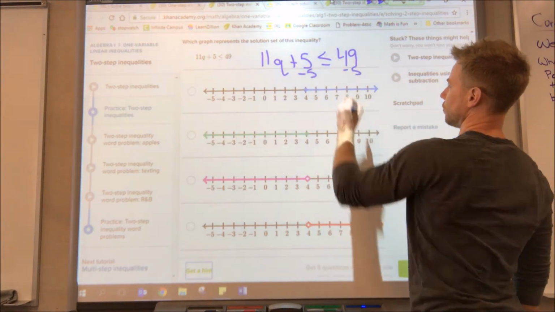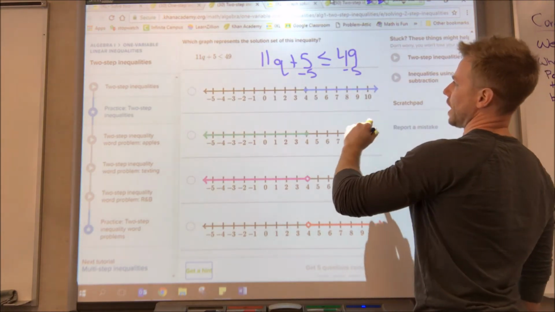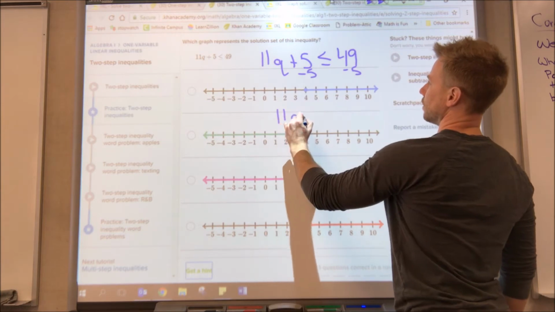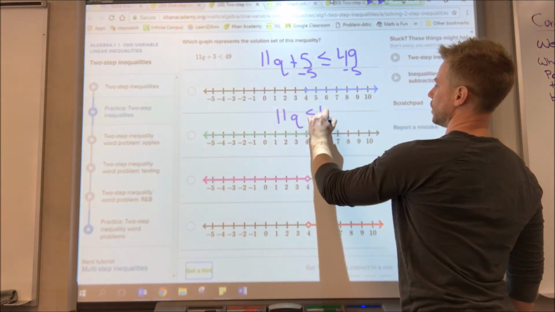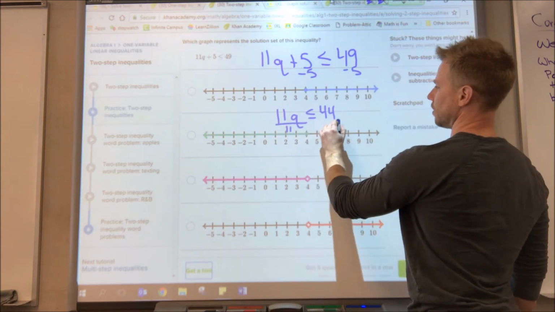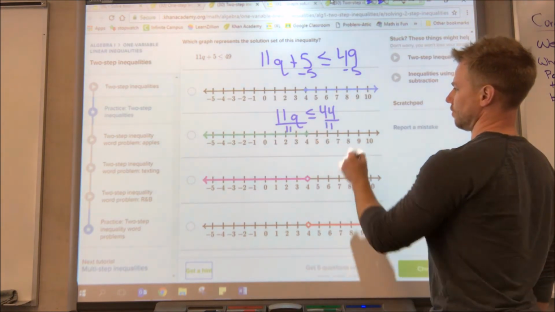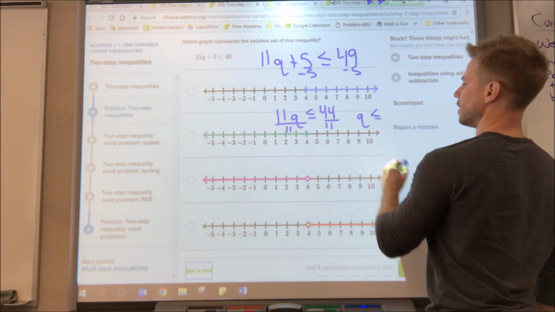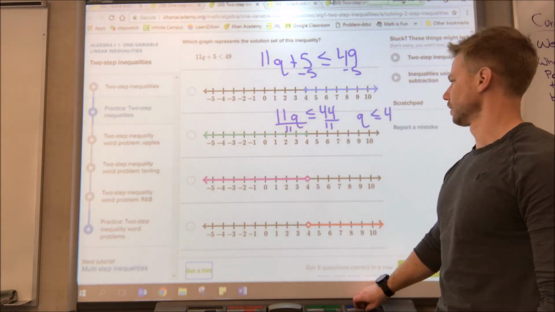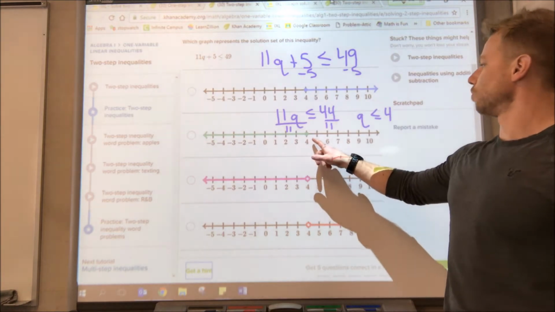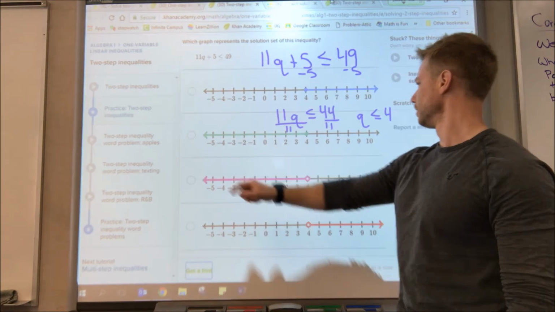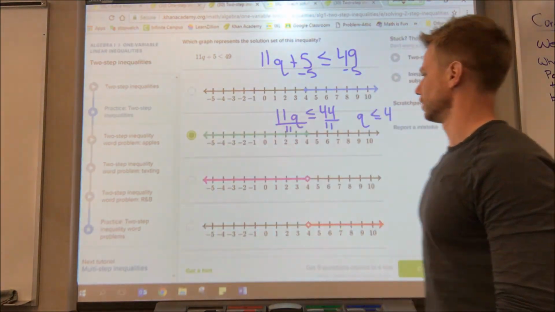Subtract the 5, we want to get rid of that. Then we have 11q is less than or equal to 44. 49 minus 5 is 44. To get rid of that 11, we're going to divide by 11 on each side. Q is less than or equal to 4. So we need a dot at 4, and we want numbers that are less than or equal to 4, so we need the arrow to the left. So it's going to be the second one.